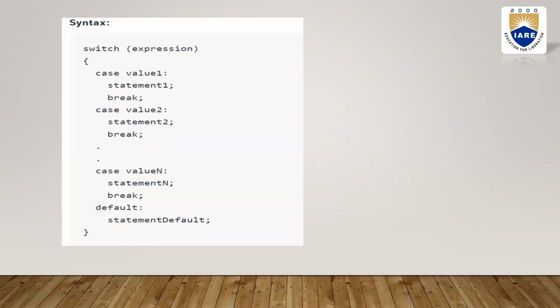This is the syntax. Now we give a switch expression. Then it enters the switch and checks the case value 1. We give the statement 1. If the case is satisfied and executed, then it will come out of the switch. If not satisfied, then it goes to case 2. If case 2 is satisfied, it comes out. But if not, then it goes on like that, up to case value n, statement n and break. If all these cases are not satisfied, then it automatically goes to default, that is the default statement.